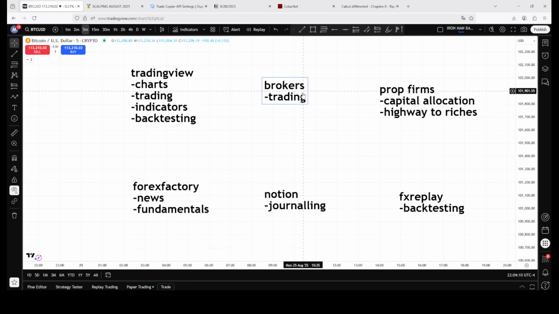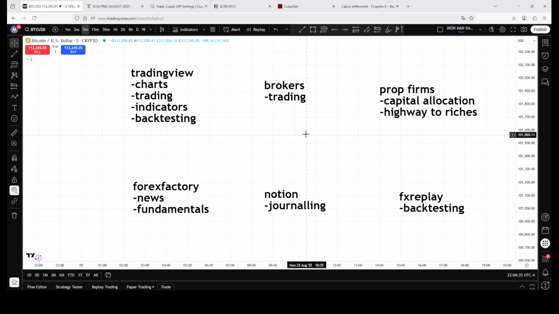Then we have brokers, right? Brokers are basically your link, the middleman between you and the markets. You cannot trade without a broker, and there are many of them. If you want some personal recommendations, you can go to FP Markets, which is my favorite broker, the one I use, and you can just do your research.